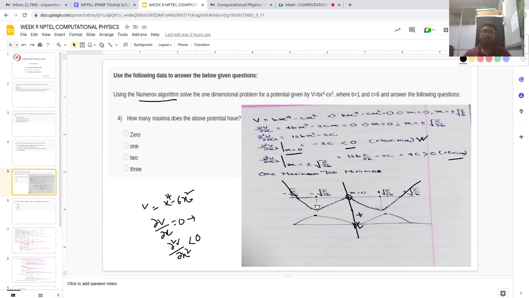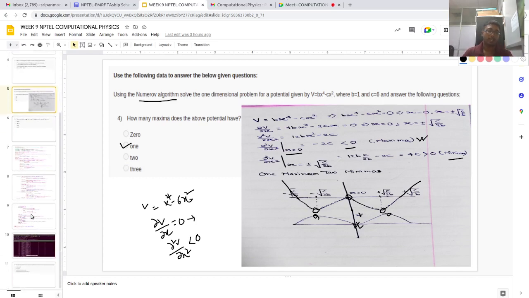Also, the potential minima are the stable areas, so there is a high chance of the particle being found at those points. So there the wave function, that means the probability density, will be higher. This is the potential and its corresponding wave function. So the first question is, how many maxima does the above potential have? That will have the answer of 1. Okay.